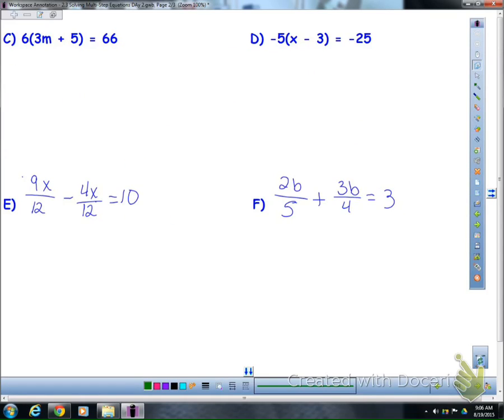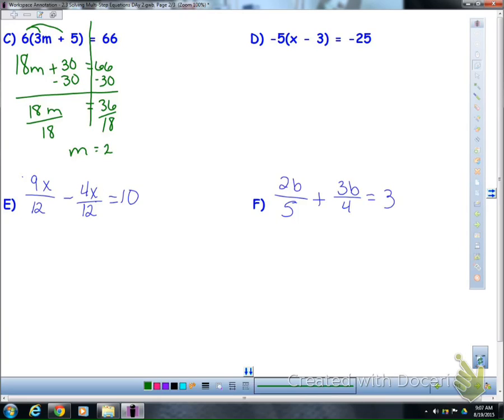Okay, if you look at example C, here we don't have like terms to combine, but we do have parentheses to get rid of. And to get rid of those parentheses, we're going to distribute. So distribute this 6. 6 times 3m and 6 times 5. Bring down the 66. Now we have a typical two-step equation to solve. So pause the video and finish solving it. Alright, if you finish solving, subtract 30 from both sides, divide by 18, you end up with m equals 2.